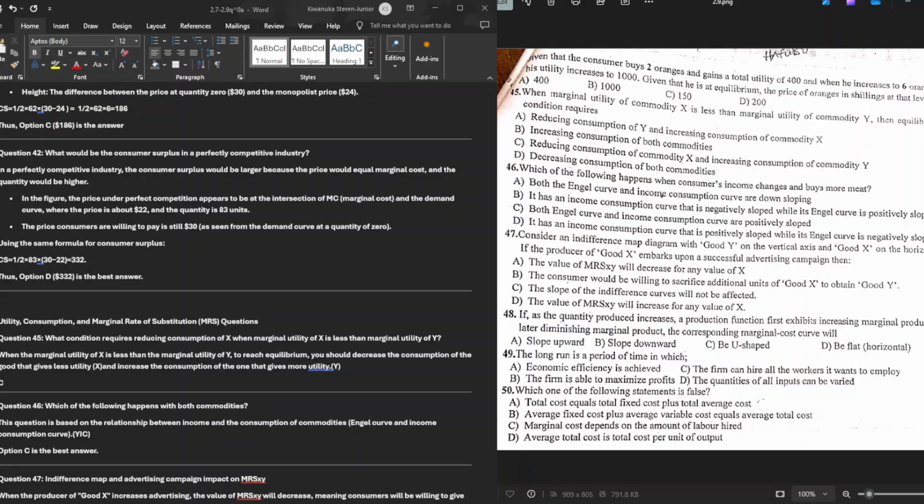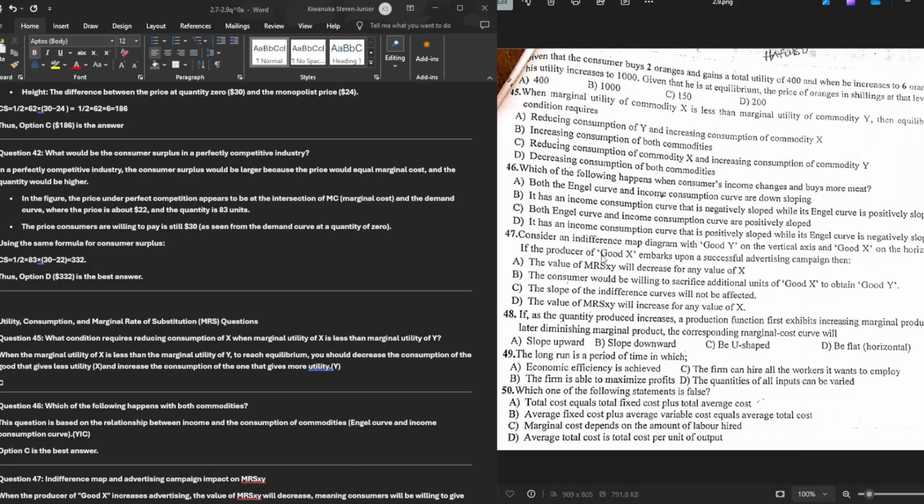Let's say you consider the indifference map diagram with good Y on the vertical axis and good X on the horizontal axis. If the producer of good X embarks upon a successful advertising campaign, then the marginal rate of substitution of X and Y will decrease for any value of X. The consumer would be willing to sacrifice an additional unit of good X to obtain good Y. The slope of the indifference curve will not be affected. This cannot be true. The value of the marginal rate of substitution of X and Y will increase for any value of X. Now they're saying on the vertical we have good Y, on the horizontal we have good X.